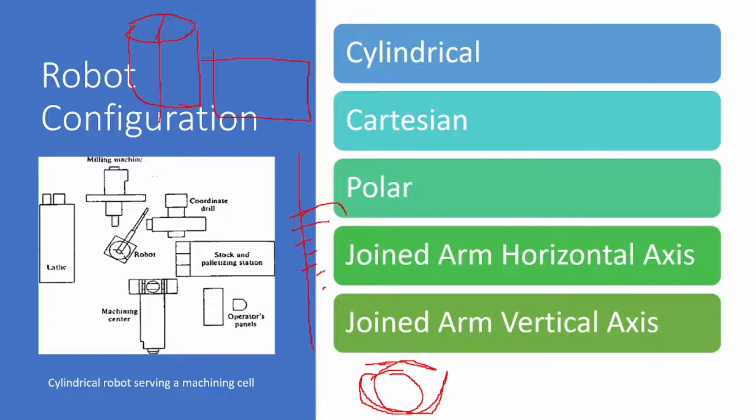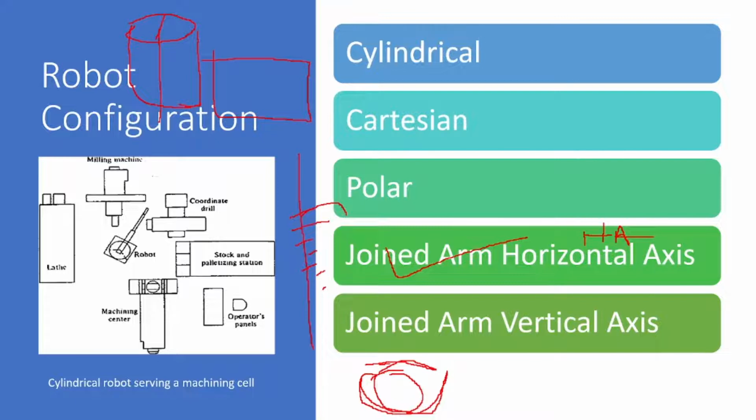Spot welding is very important. The joint arm horizontal axis articulated robot is basically a human arm. You can call it the human arm. So the human arm is a horizontal axis joint arm. It is also very useful for spot welding and adhesive application, which is specially used in the automobile manufacturing industry.